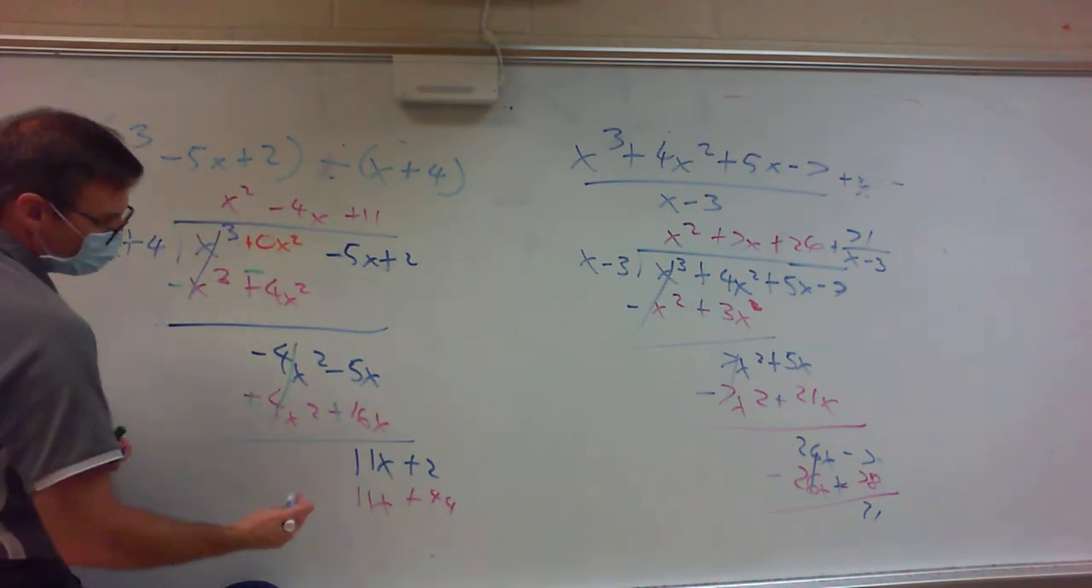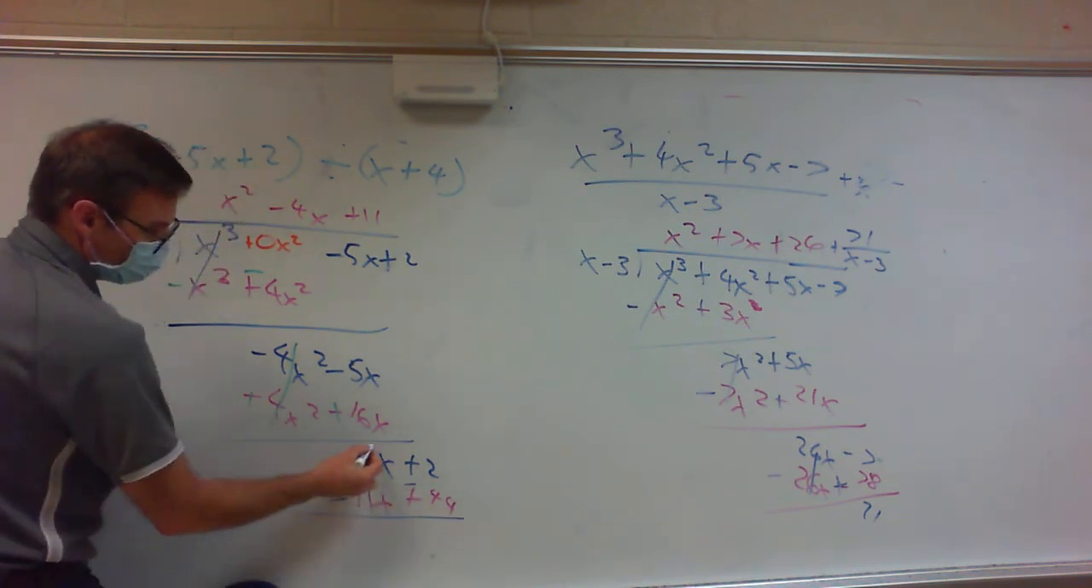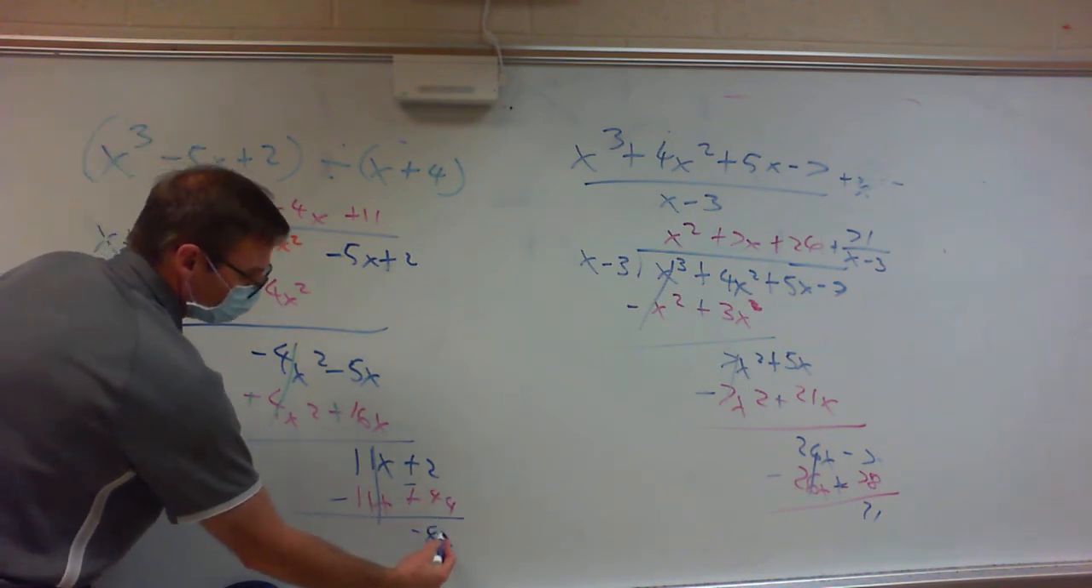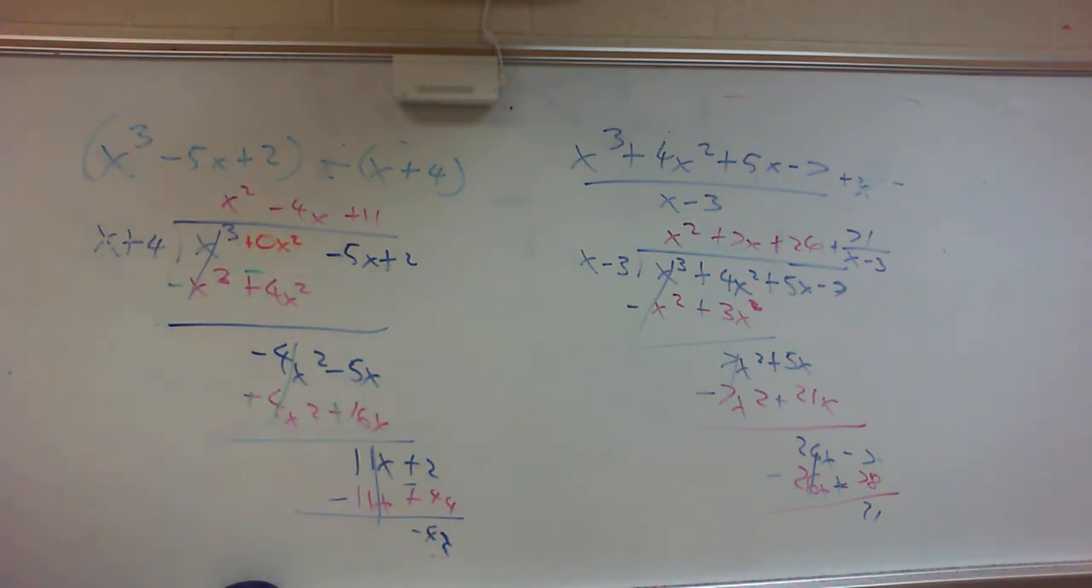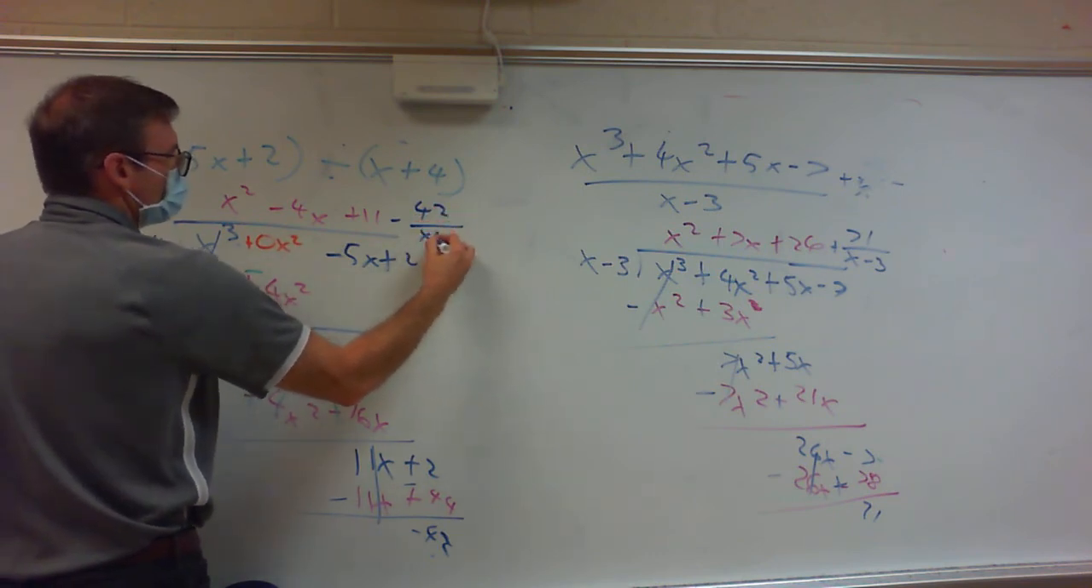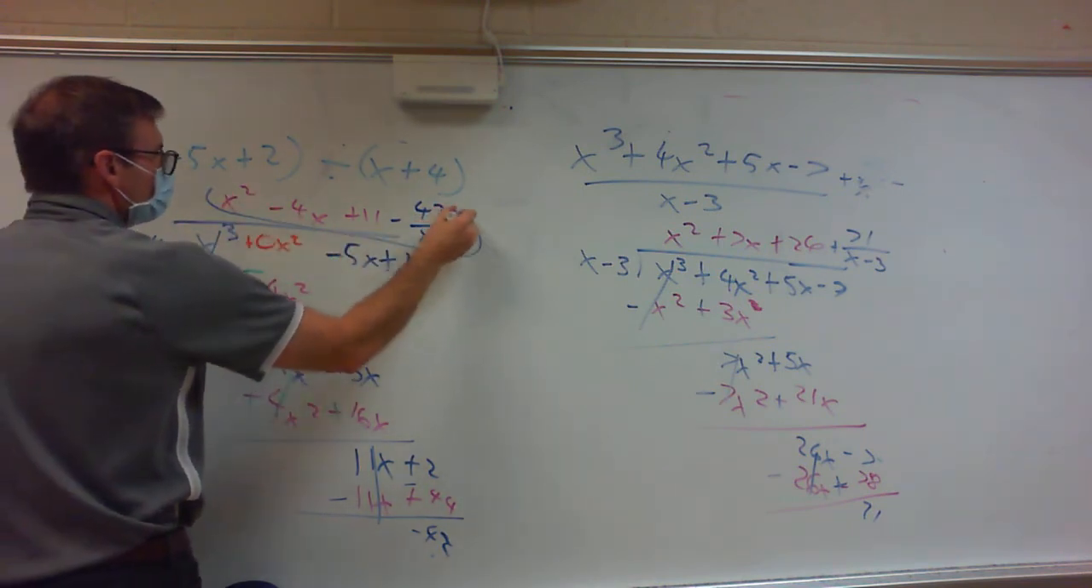And when I subtract, it means change this sign and change that sign. This cancels because it's supposed to. I get a negative 42. And with that negative 42, that's going to be minus 42 over x plus 4. And here is my answer.